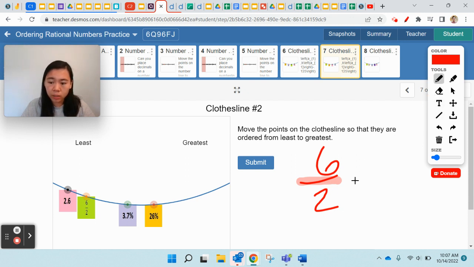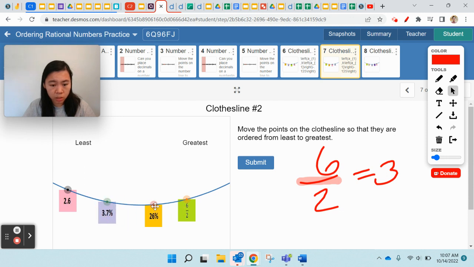A whole number 3. Now, we couldn't do this with our last one, 7/4, because 7 can't be divided by 4 evenly. So that's why we know that there was some sort of fraction or decimal. But this one does divide evenly. That's 3 whole. So we know that's going to be greater than these percentages because percentages are less than 1 if it's below 100%. And then 2.6, still greater than our percentages, but not as big as 3.